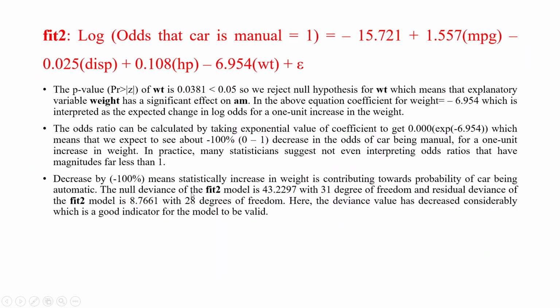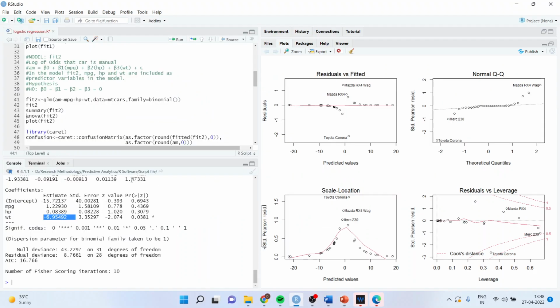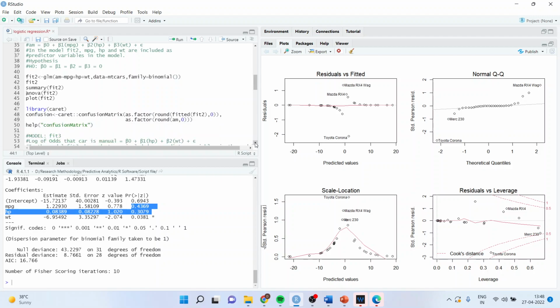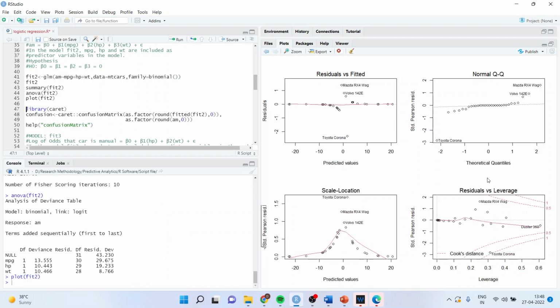The null deviance of the fit2 model is 43.22 with 31 degrees of freedom, and residual deviance is 8.761 with 28 degrees of freedom. This is really a good thing, that the residual deviance has decreased. But we cannot use this model because there are many variables which are insignificant here, and therefore they cannot be included in the model, right? And therefore we will have to remove those also. But before that, we will also have to run the confusion matrix. So let us run the ANOVA plot, and again you see the residual diagnostics, whether they are proper or not.